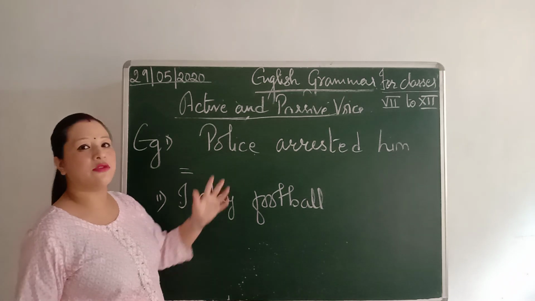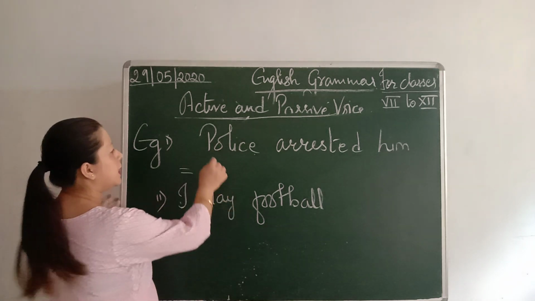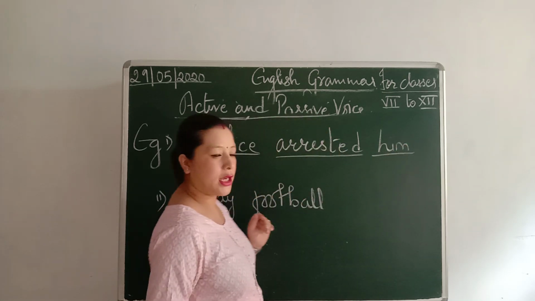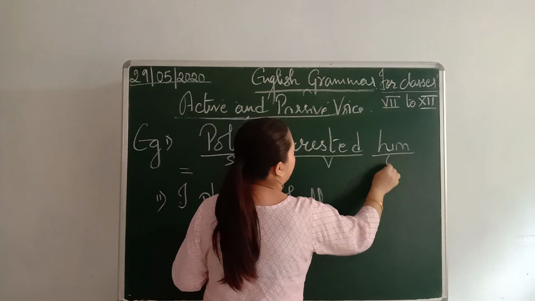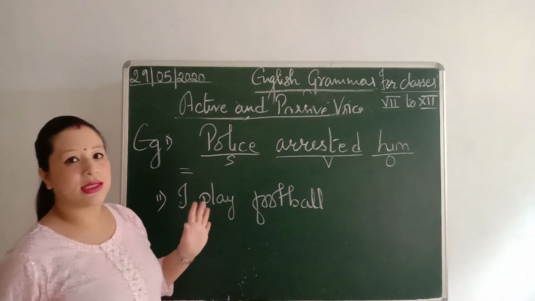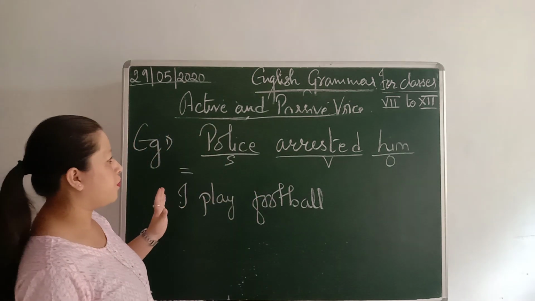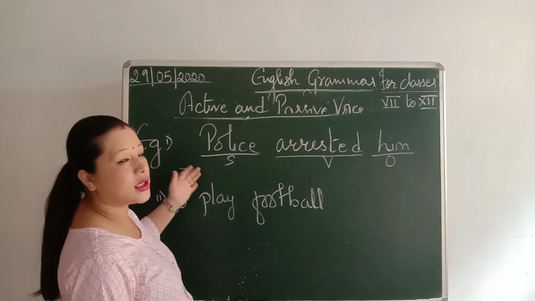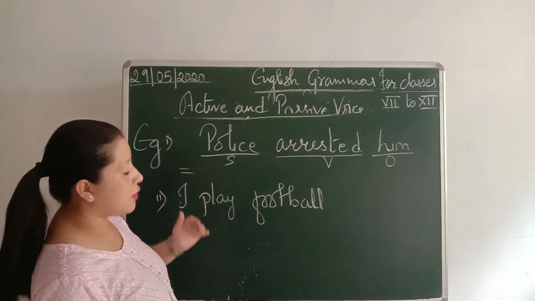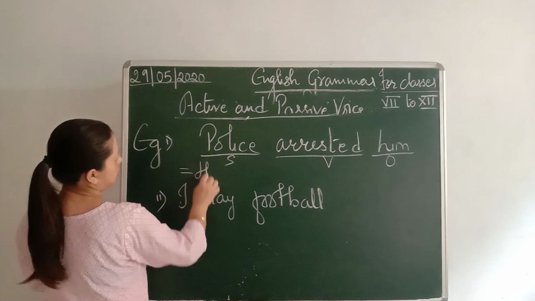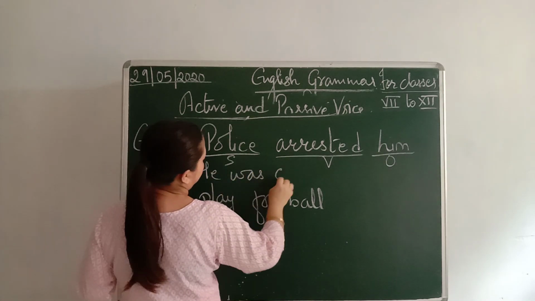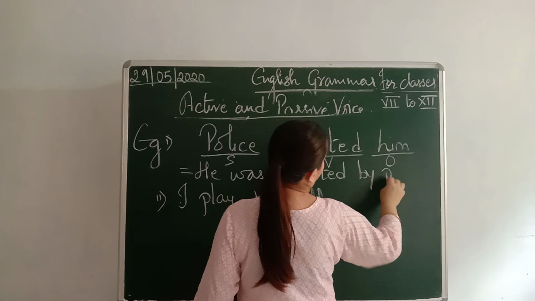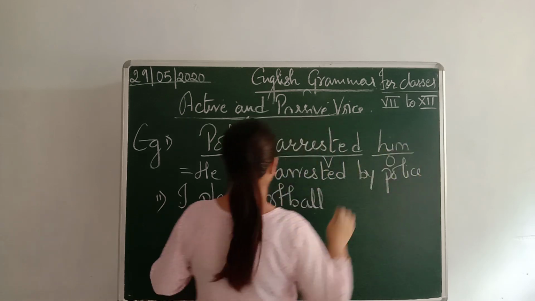So first let's identify the SVO. "Police" is the subject, "arrested" is the verb, and "he" is the object, that is SVO. Now in which voice is this sentence? It is in active voice, so you have to change it into passive voice. Police arrested him. So you have to write, he was arrested by police. So he was.